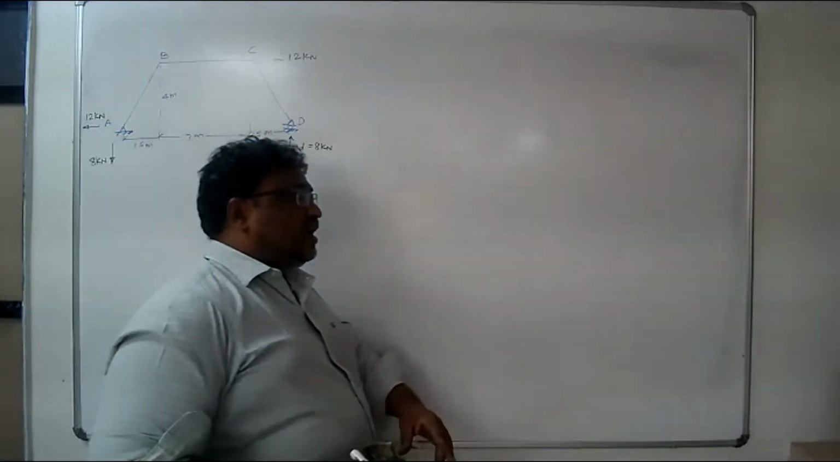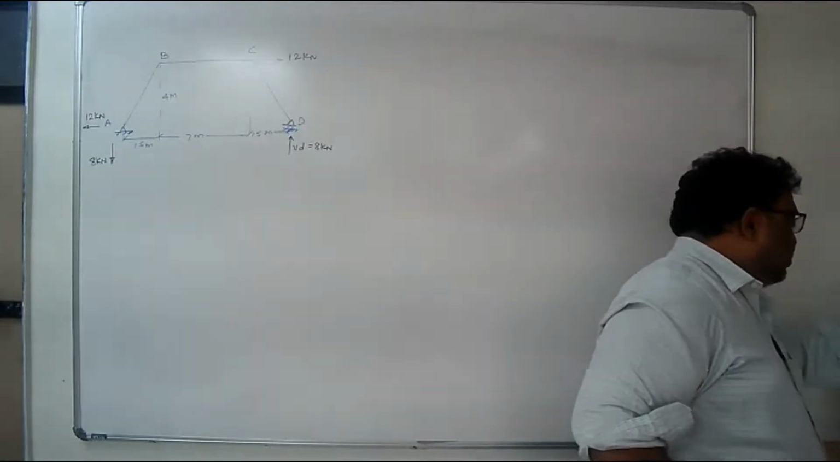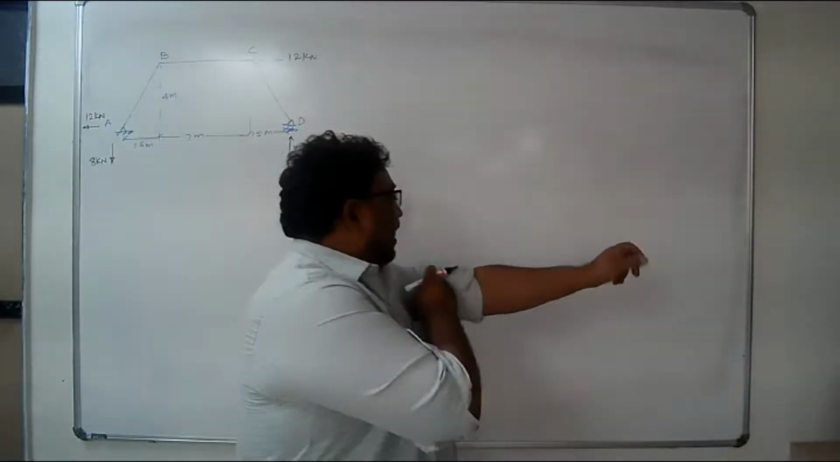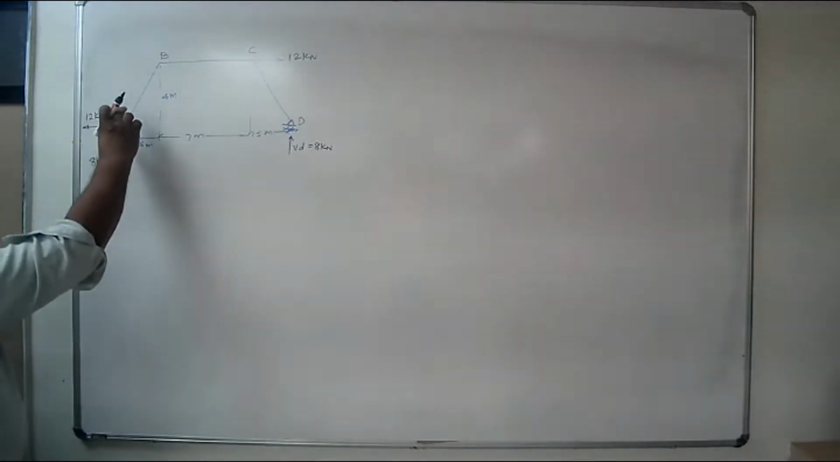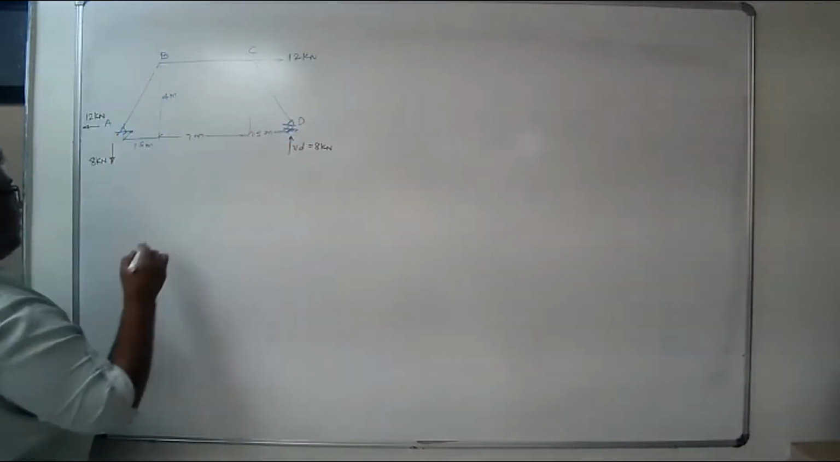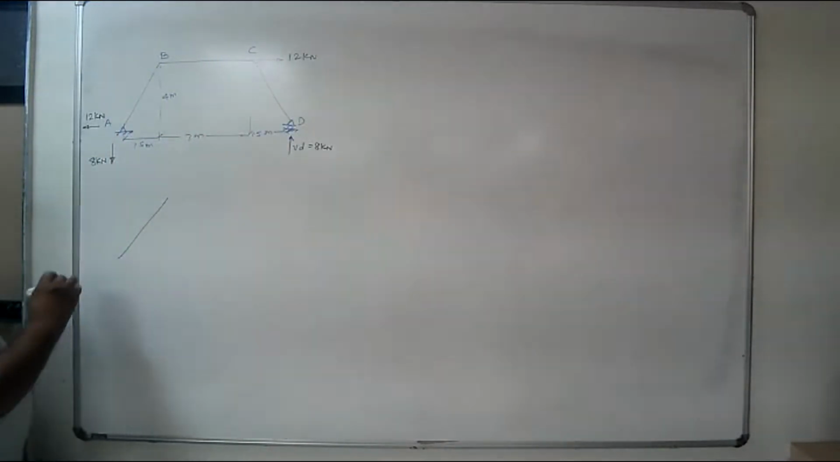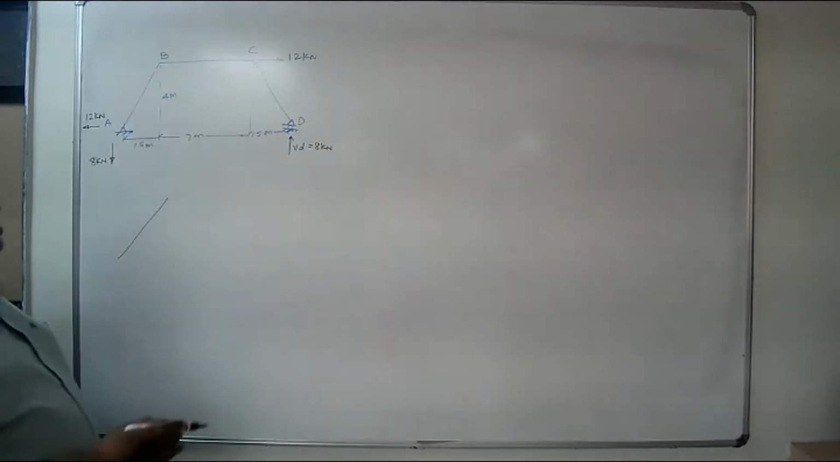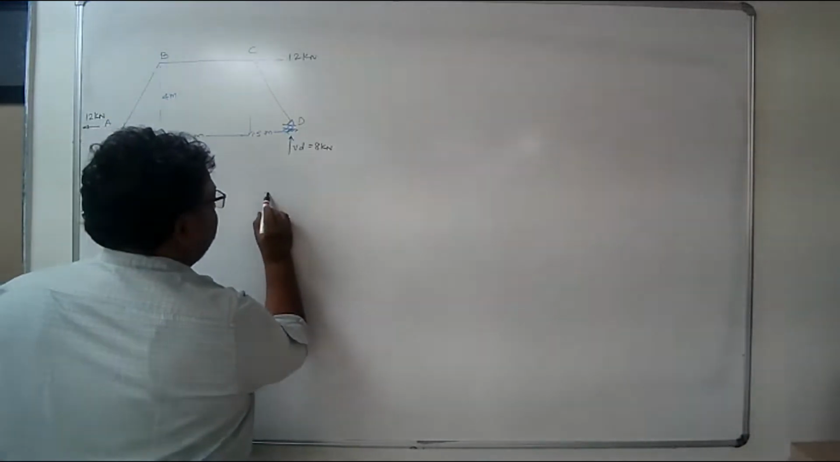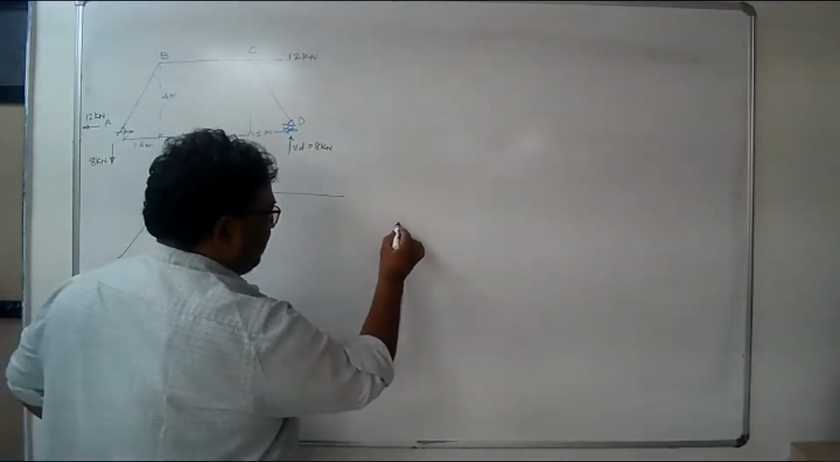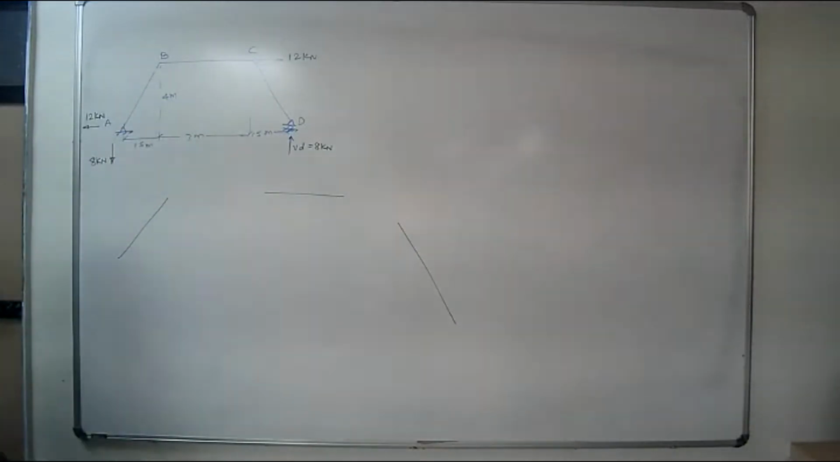What is the next step? We need to sketch the free body diagram of three parts. There are three members, AB, BC, and CD. Say this is the free body diagram of AB. Suppose here I sketch the free body diagram of the second member. So here I sketch the free body diagram of the third member.